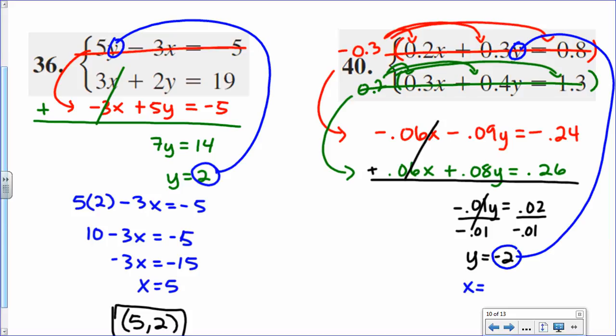7 maybe was the answer. Let me check real quick. Yeah. 10. Did you guys get 10? Did I finish this up? You might have finished it. Okay, 10. So 10, negative 2. Okay.